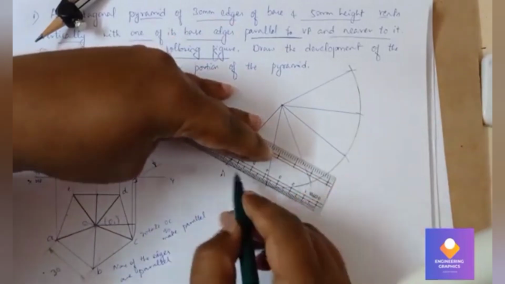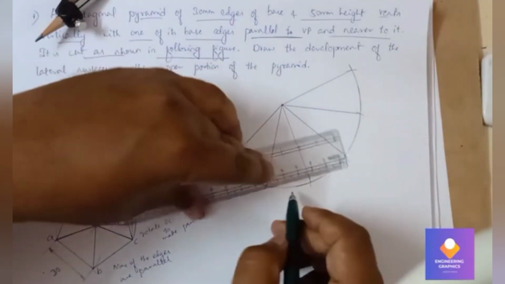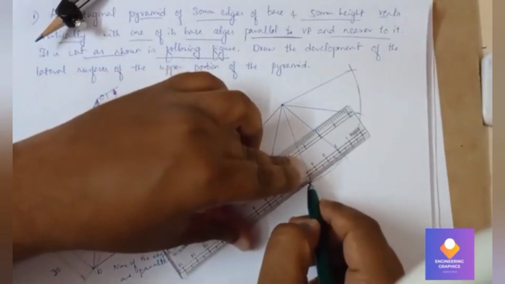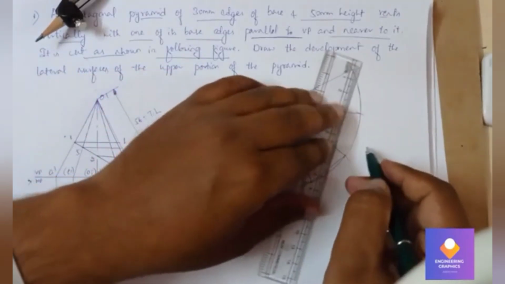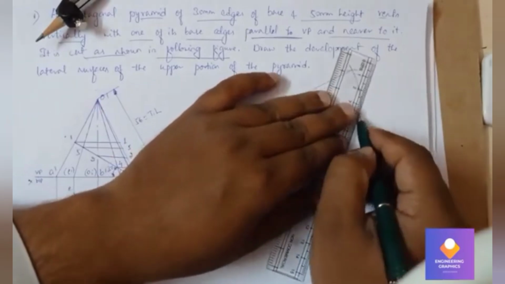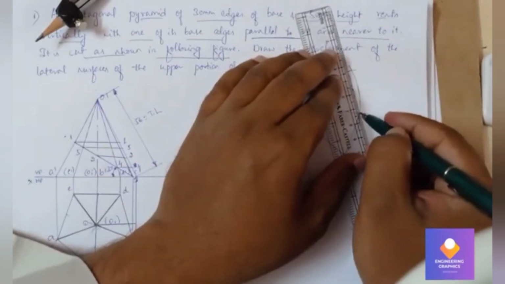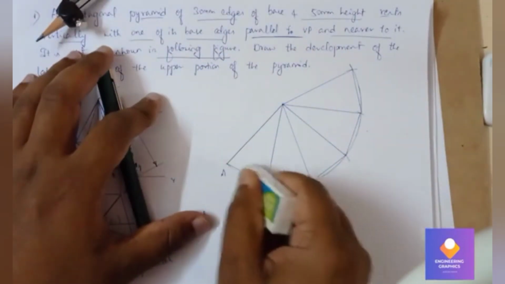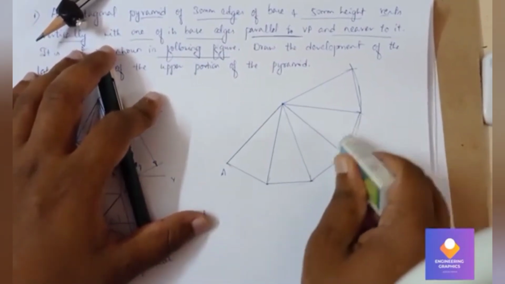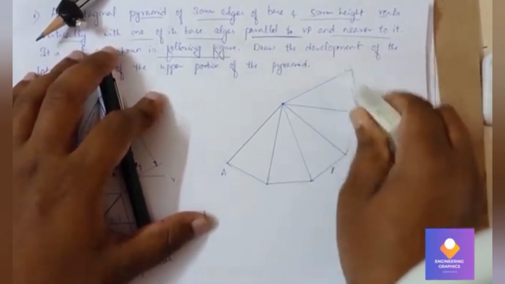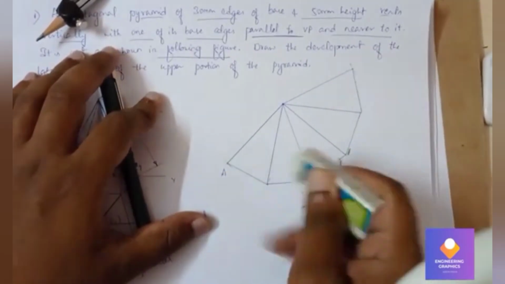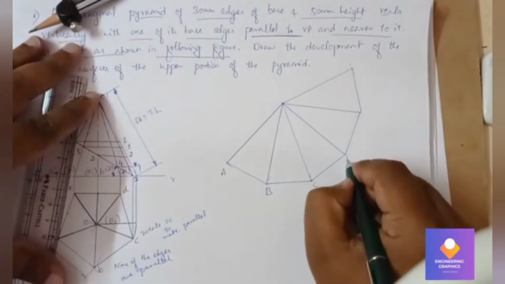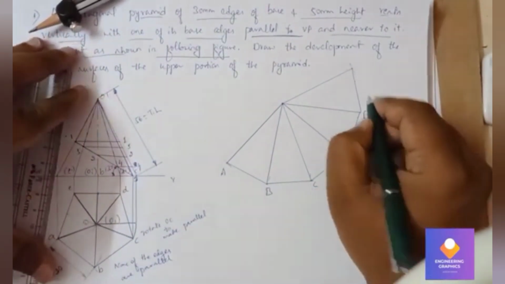Join all these arc points with a straight line, because it is a pyramid. Okay, now erase that curve. Okay, so you can mention B, C, D, E and again here.